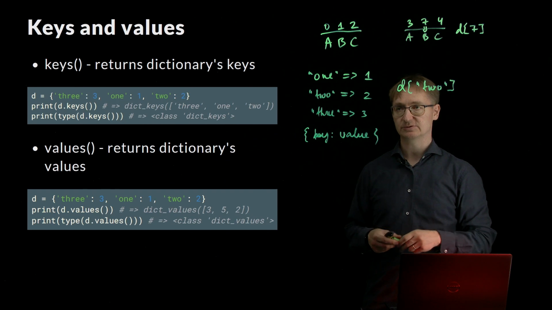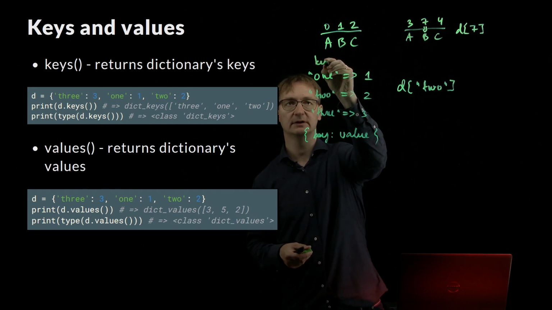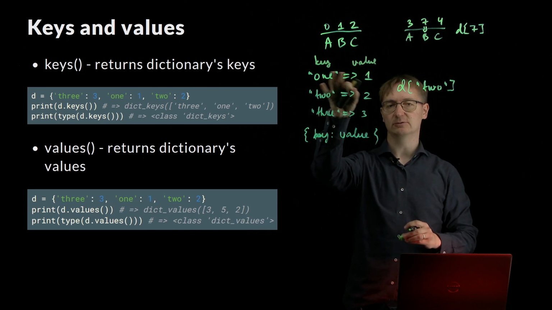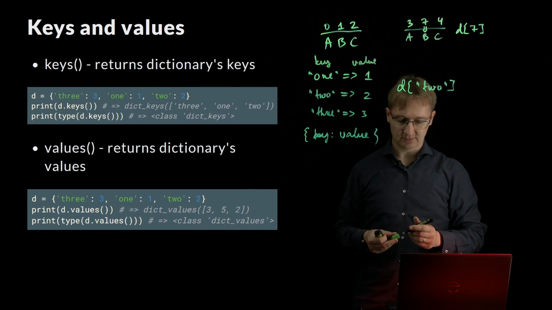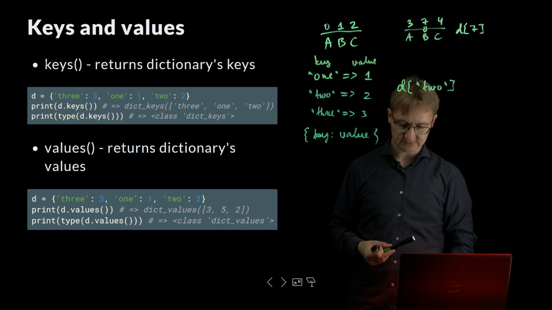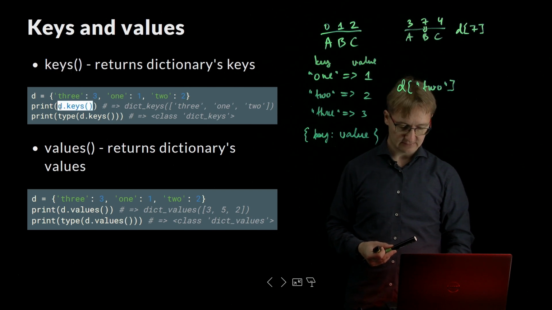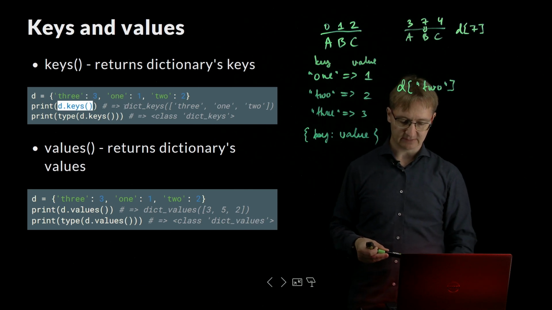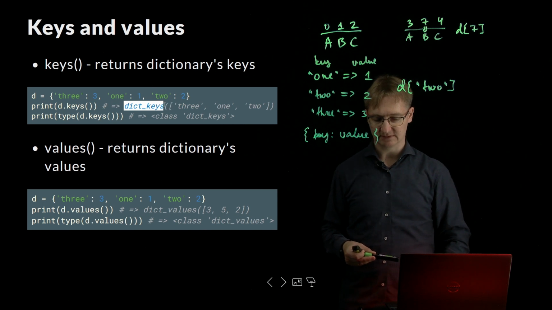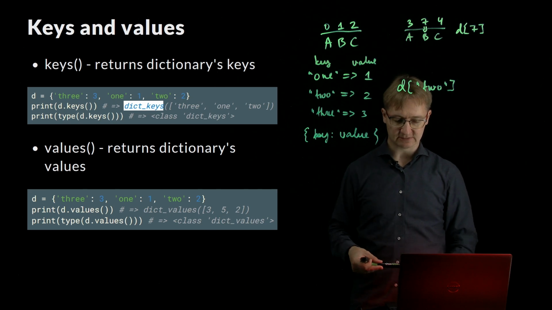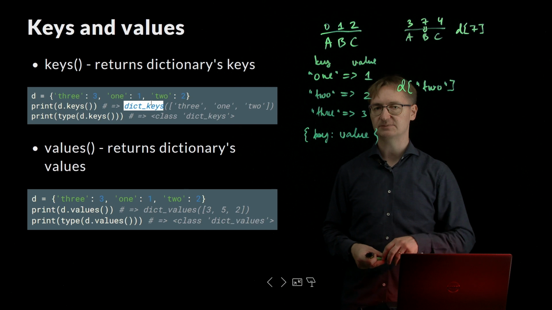Now, as was mentioned, we have a key here, and we have a value here. So a dictionary consists of key-value pairs. To access only, for example, the keys, we have a method called keys. If I print out d.keys, I get all the keys from this dictionary. And you see here that those elements are not just printed out as a list, but as dict_keys. So this is a special data type.